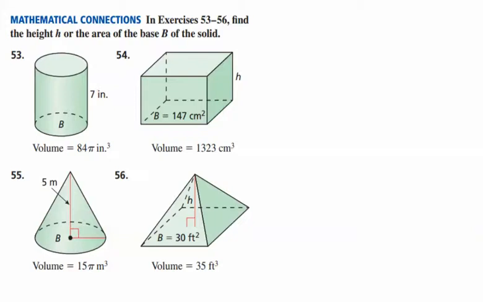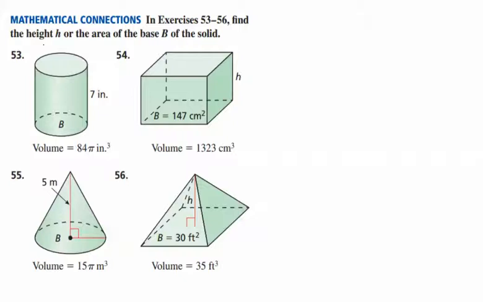In problems 53 through 56, we have these geometric solids. And in each case, there are three parts that make up the equation for the volume of the solid. We're given two, and we need to solve for the third. So first of all, let's review a little bit about geometric solids.